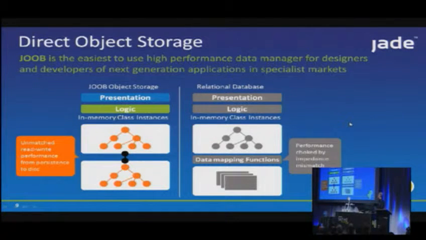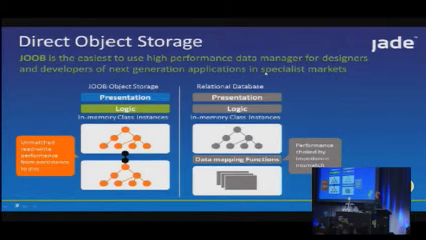Just looking at the data store in particular, on the left side, the JOOB object storage, basically the in-memory class instances and all the relationships between them are seamlessly persisted to disk. That means that when you come to bring it back, if you've got a complicated set of relationships, something like a bill of materials, with parent-child relationships all over the place, then we can reassemble those very quickly. It also means there are some ways that we can do caching and distributed architecture, which Roger's going to cover in more detail, which gives us an advantage.